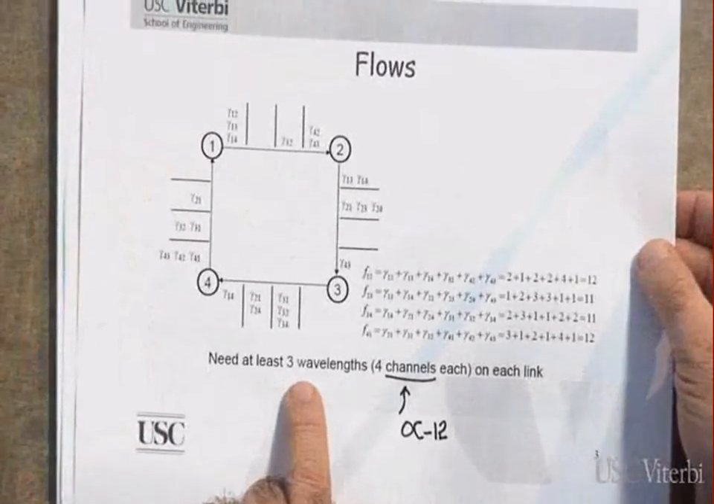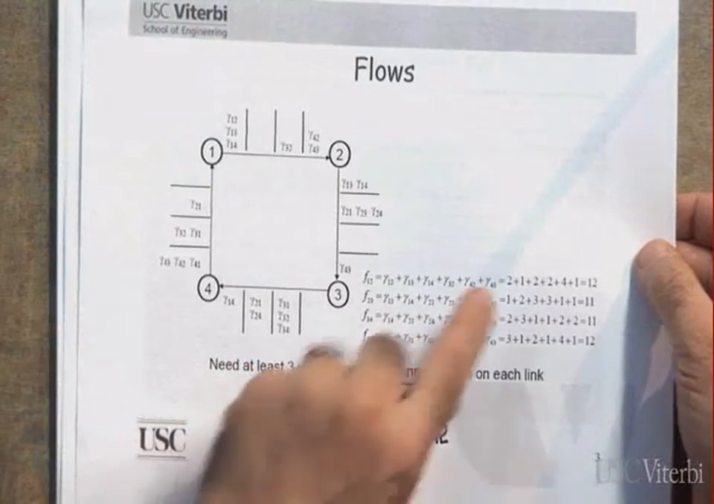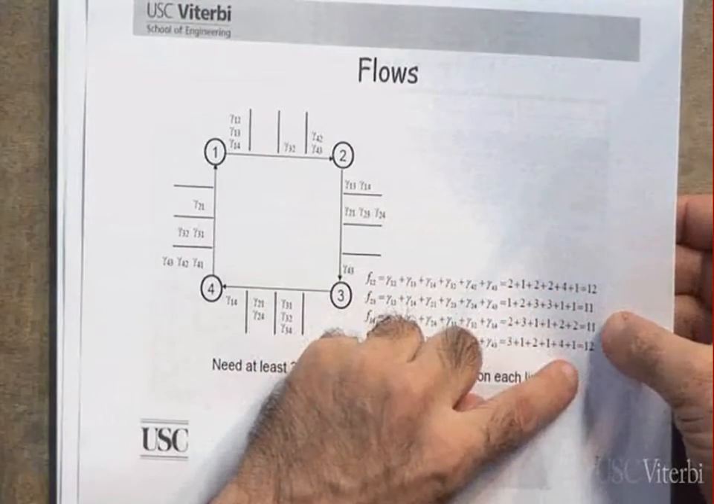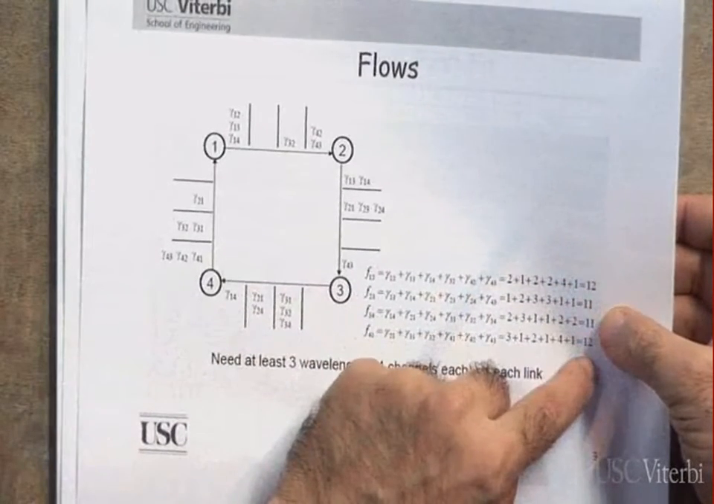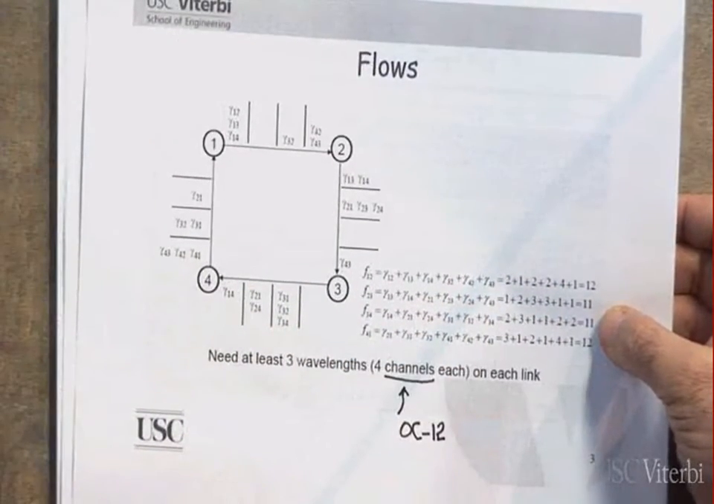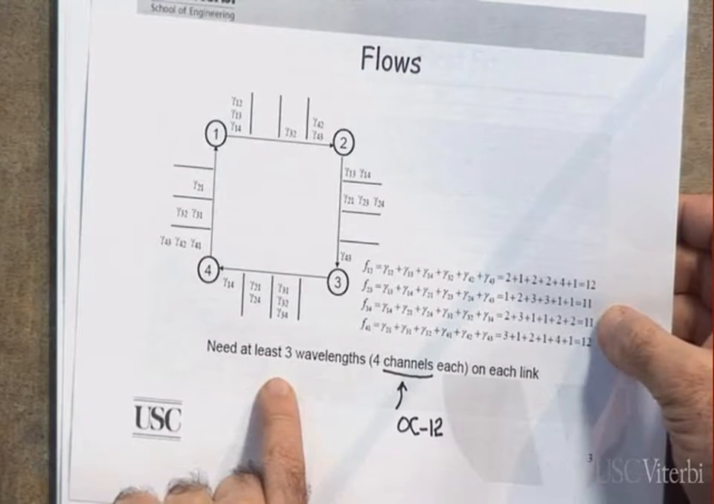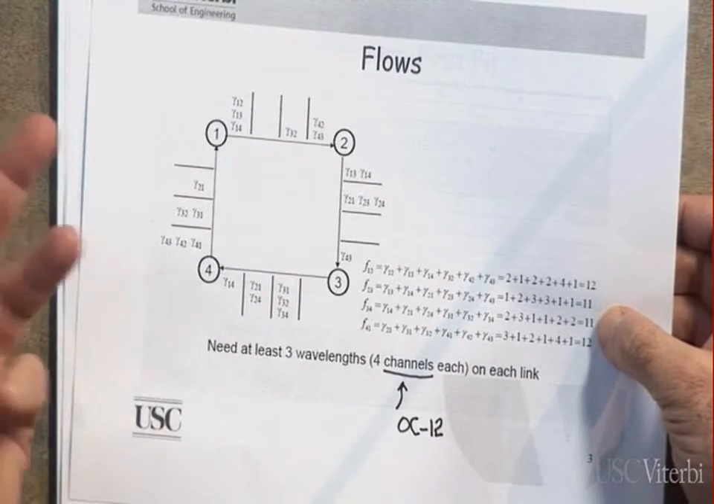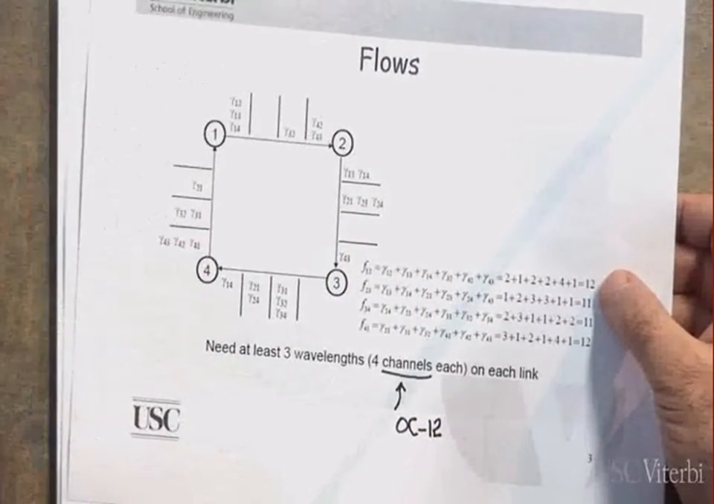At least what? 3 wavelengths. I need you to understand, why did I say at least? From the math, how many wavelengths do I need? From the math, just calculating this, I need only 3. So why did I say at least 3? Do you see this at least? Why did I say at least 3? From the math, how many wavelengths would you need? You would need only 3.